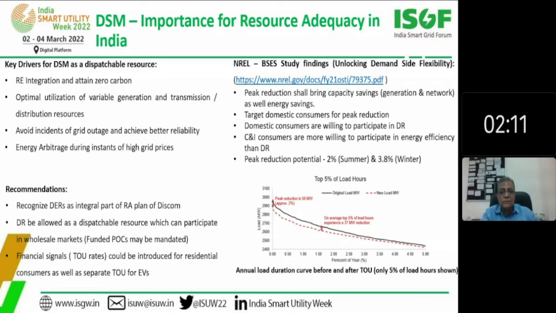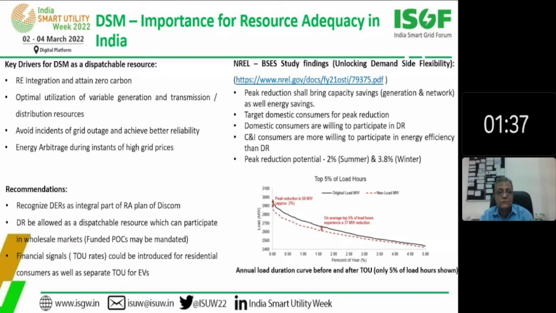Sure. Thank you. So the importance of resource adequacy in India for demand response or DSM can never be re-emphasized. We know, and there are some indications, that resource adequacy related regulations are being worked upon in India at the federal regulator level. What are the key drivers of demand side management as a dispatchable resource? These are the top four drivers. One, of course, is our COP26 goal and integration of RE, but commercially it also makes important sense.